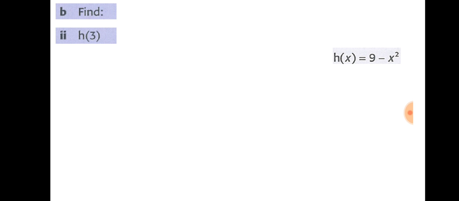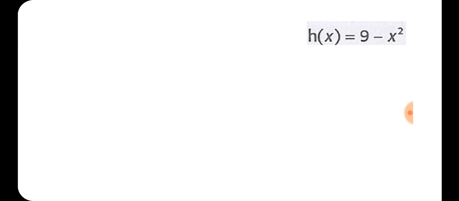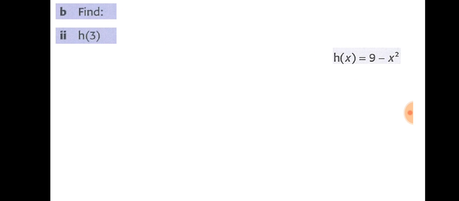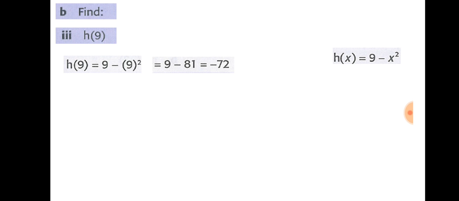To find h of 3, we need to take x as 3 and substitute in h of x. So 9 minus 3 square is 0. H of 9. To find h of 9, we need to take x as 9 and substitute in h of x. 9 minus 9 square. We simplify, we get minus 72.